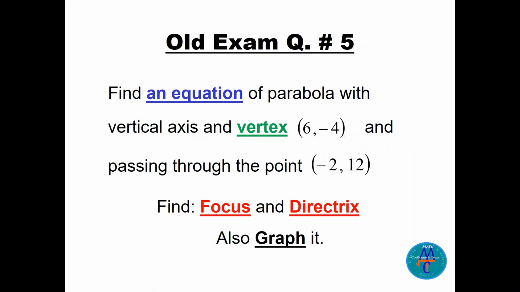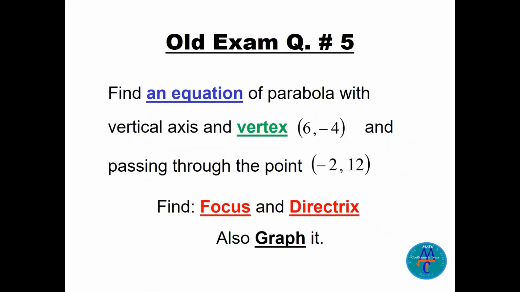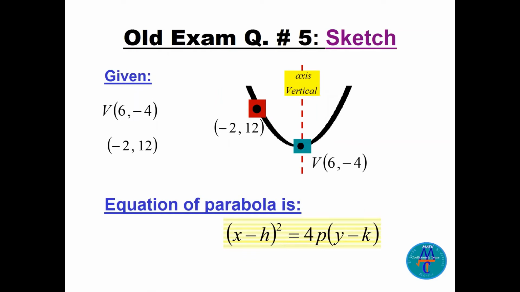Question number 5, find an equation of parabola with vertical axis and vertex 6, minus 4, and passing through the point minus 2 and 12. First we find the equation, then we can find the other stuff, focus and directrix. The sketch here, okay, we have the vertex here, 6, minus 4. So I can draw here 6, minus 4. It passes through a point, so there is a point here, it looks like in quadrant 2, minus 2, 12. There is a point here. So the parabola opens upward, vertical axis.